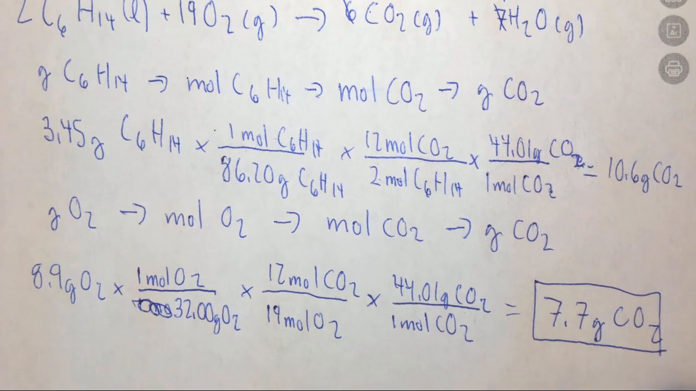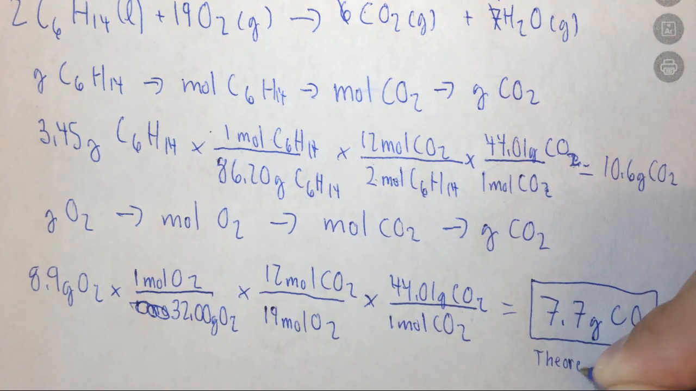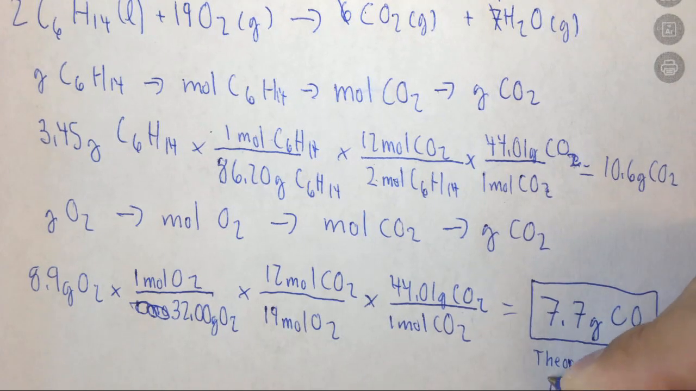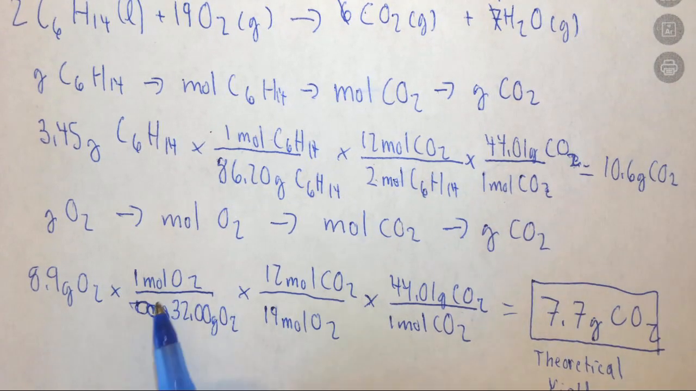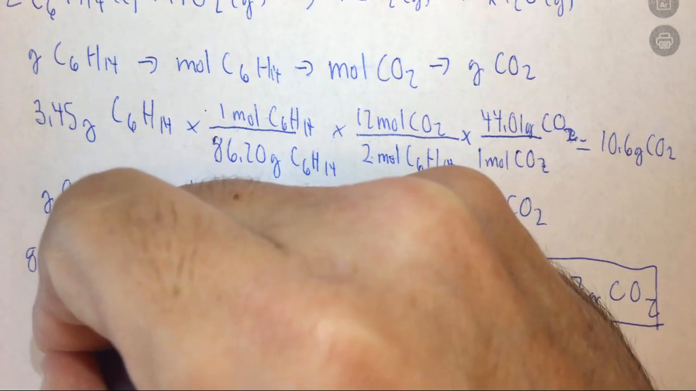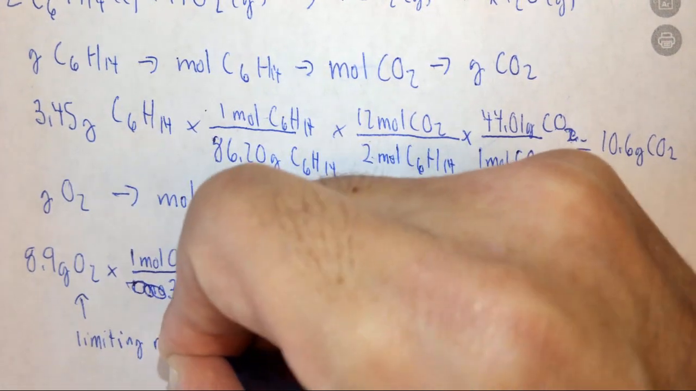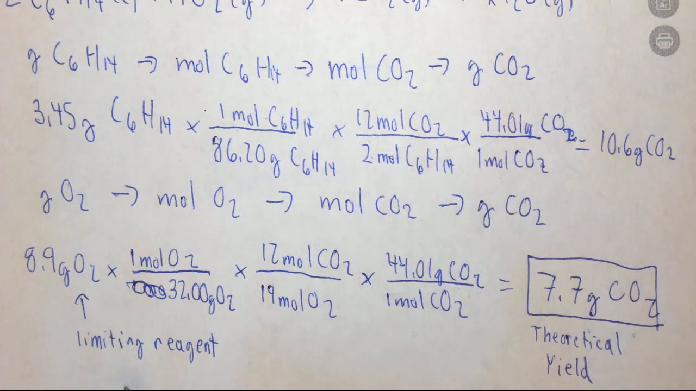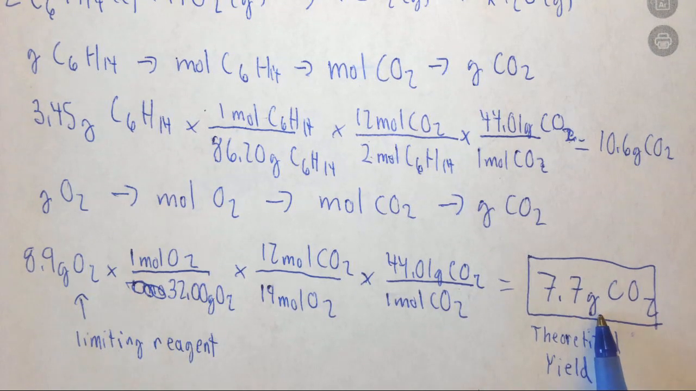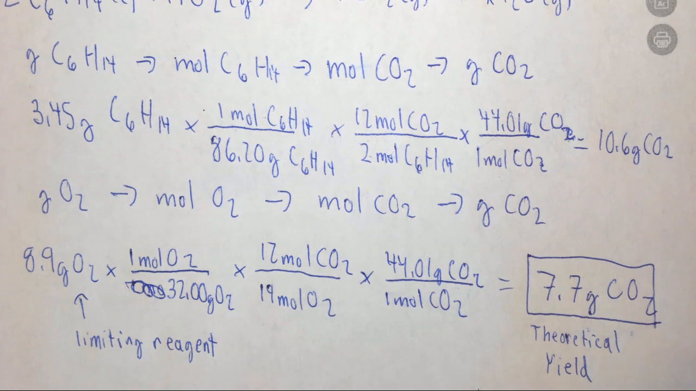One quick word about terminology. This is called the theoretical yield. And this, oxygen, is the limiting reagent. Sometimes called the limiting reactant, the limiting reagent or limiting reactant. So the theoretical yield is 7.7 grams of CO2, and the limiting reagent is oxygen. So the limiting reagent is a chemical, and the theoretical yield is usually a grams of some compound.